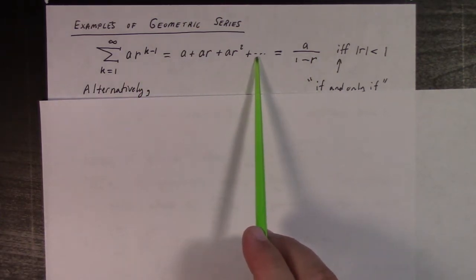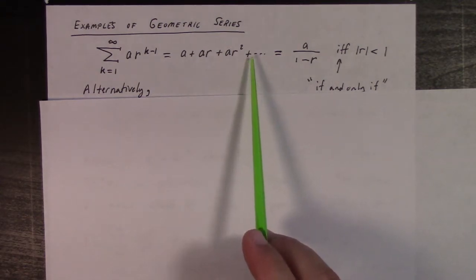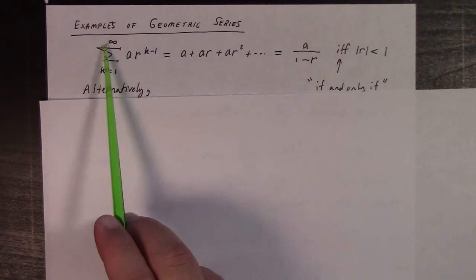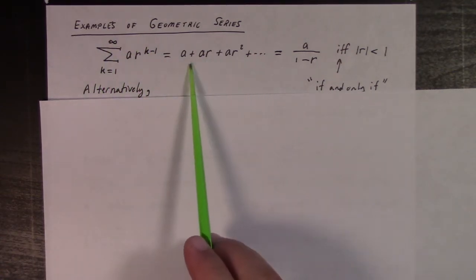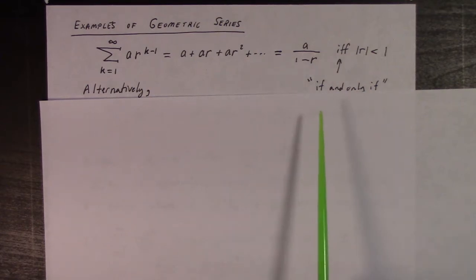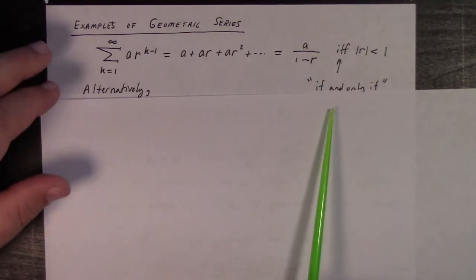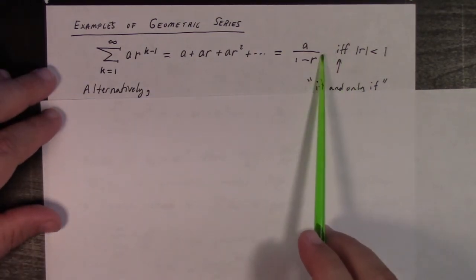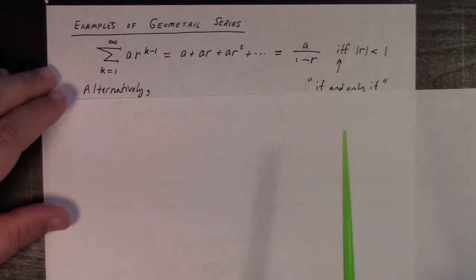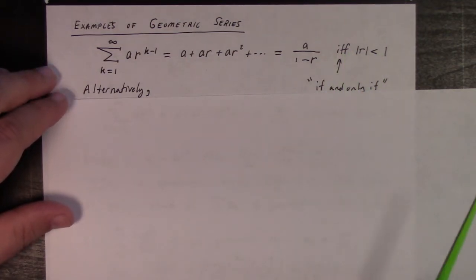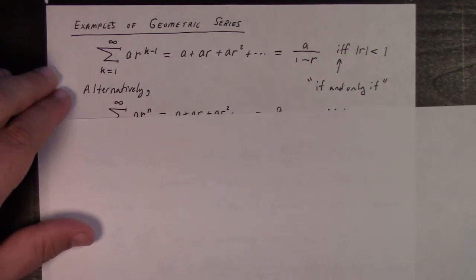This is one way of writing the series. This is the sigma notation, or the summation notation. I usually refer to this as the plus dot dot dot notation. I don't know what's a better technical term for it, but there it is. Now this is true only if the absolute value of the ratio is less than 1.